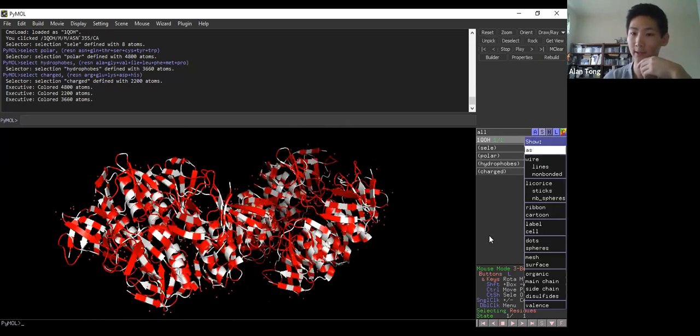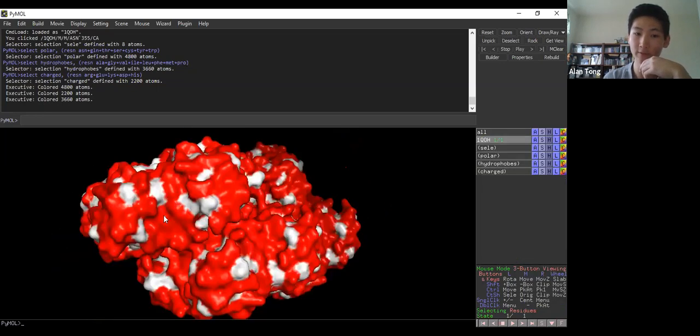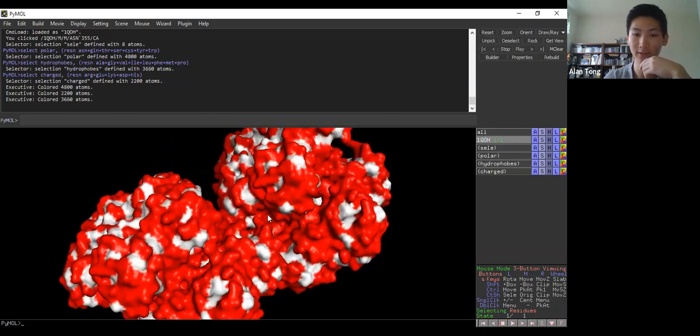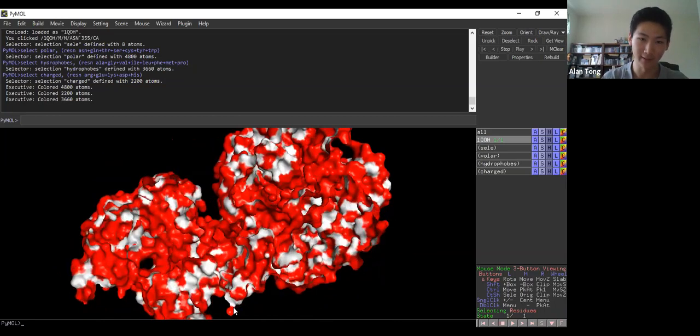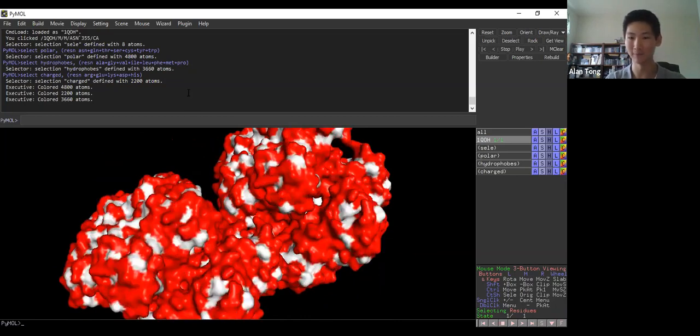Let's show it as a surface. All right, awesome. So we see that there's a whole bunch of units here, right? And so you can see that there are a whole bunch of these hydrophobic things on the outside. And maybe if we take a cross section, we'll be able to see the inside, right? Yeah, there you go. You can look at the inside, the interior of the molecule, right?